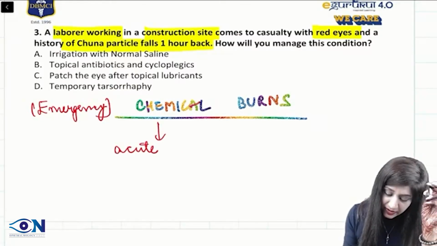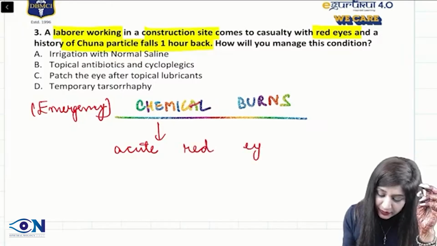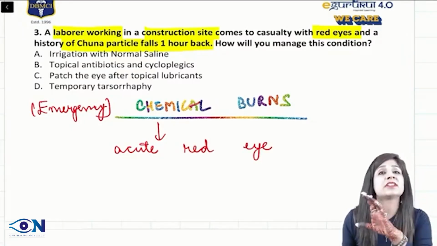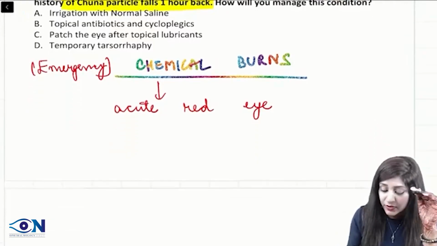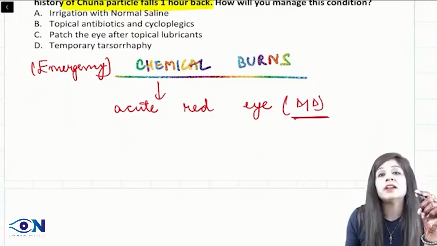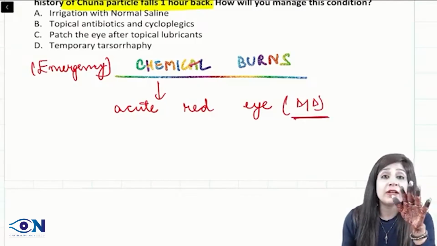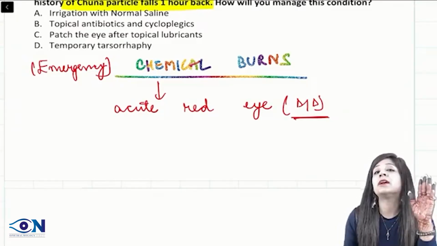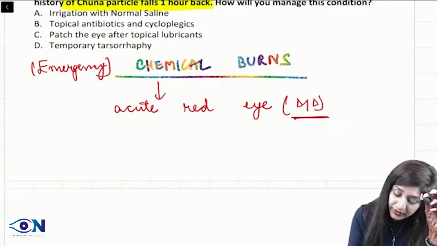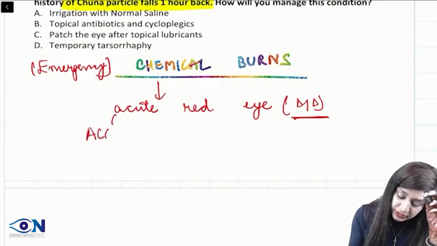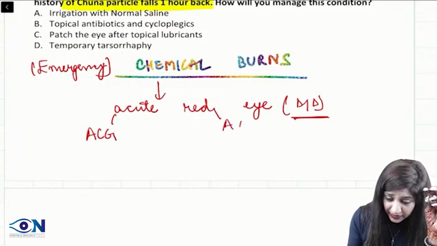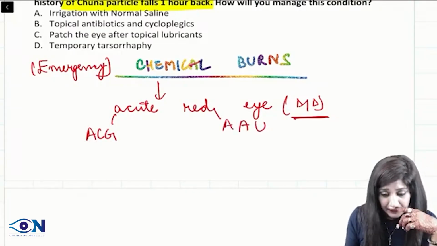acute red eye. Can you tell me the DD of acute red eye as well as the type of vision loss that can present in the patient? Whenever you have an acute red eye, we have a DD, right? The most common DD, though we are discussing it in chemical burns, yet chemical burns is not the most common DD of this acute red eye. Either it is acute congestive glaucoma or acute anterior uveitis.